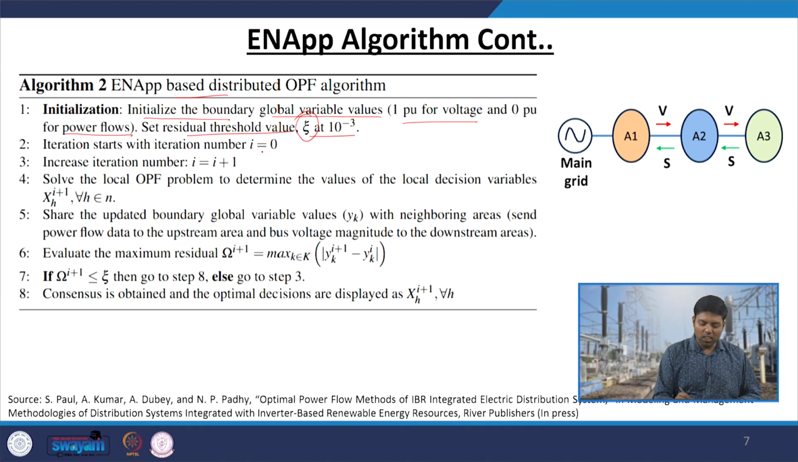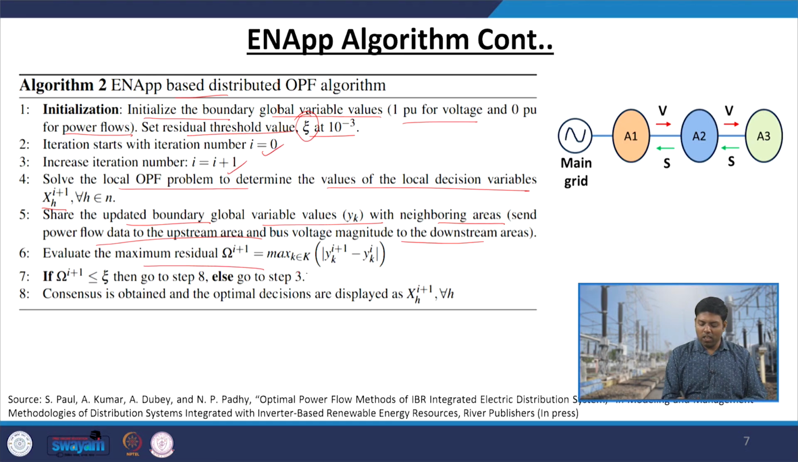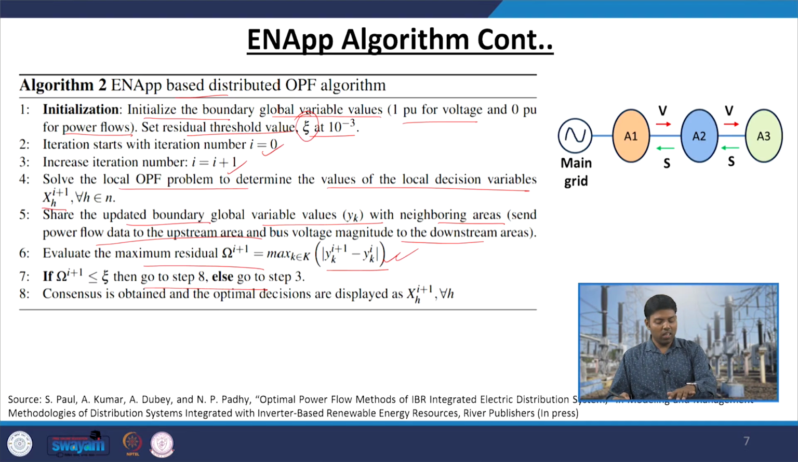Then start your iteration with i equals 0, then increase your iteration by i equals i plus 1, then solve your local OPF, that is the normal OPF you will solve, not the Lagrange equation. You will solve the normal OPF and get your local solution. Then update your boundary variables by sharing the data with your neighbors, accordingly your parent and child area. Then you evaluate the residual, because you are getting only one data from your neighbors. So, check that residual, and if that residual is lesser than your threshold, then you have reached a consensus. If it is not, then do the iteration again. Okay. So, this is the NAP algorithm.